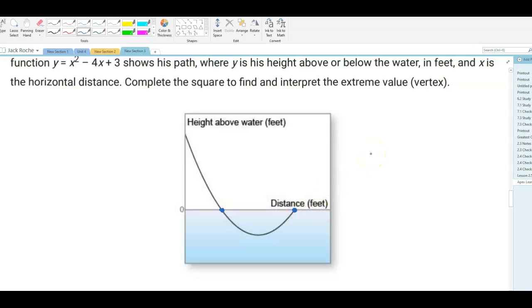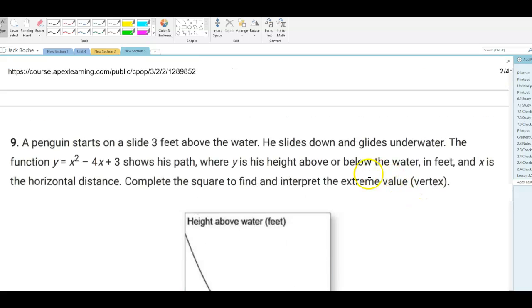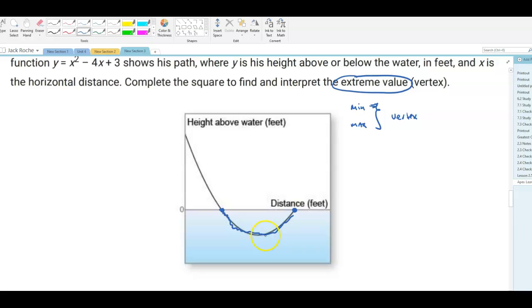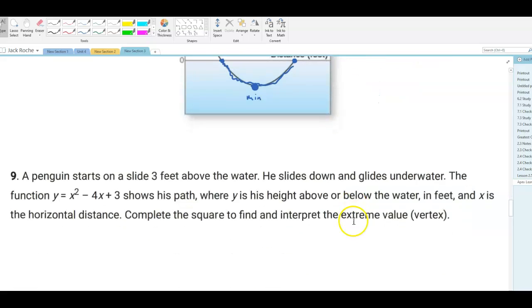So whenever they talk about extreme values, alright, so you have this penguin, he starts to slide, and then he goes underwater here, right? Anytime they talk about extreme values, they're talking about a minimum or a maximum. And both of these are the vertex, alright? So when we look at this, if the vertex is here, is that vertex the highest or lowest part of the parabola? It ends up being the lowest part, so it's a minimum. So they want you to find the minimum of this value.